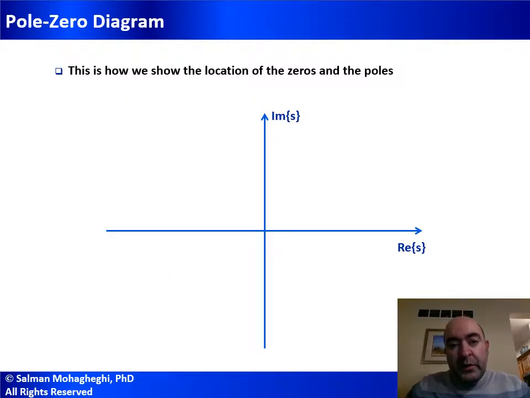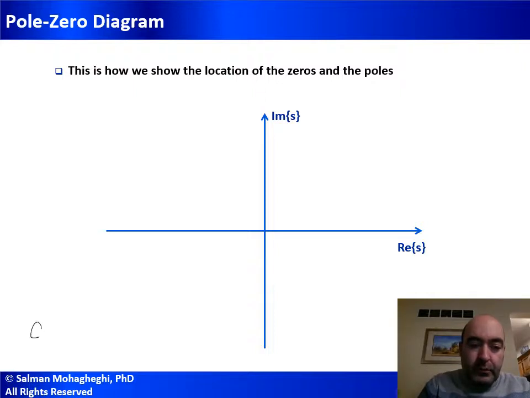When we have more than two poles, it's important to have a bird's eye view of how the system is doing, how many poles and zeros we have, where they are located. One of the ways that we try to visualize this is using a pole zero diagram. This is nothing but the complex S domain. You have the x-axis representing the real part of S and the y-axis representing the imaginary part. And what we do is we indicate the locations of the zeros and poles, zeros with a circle and poles with an X.